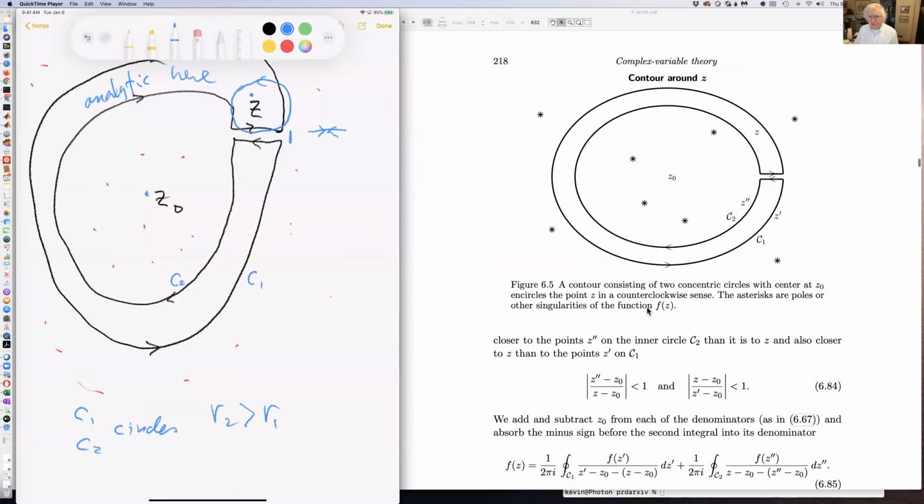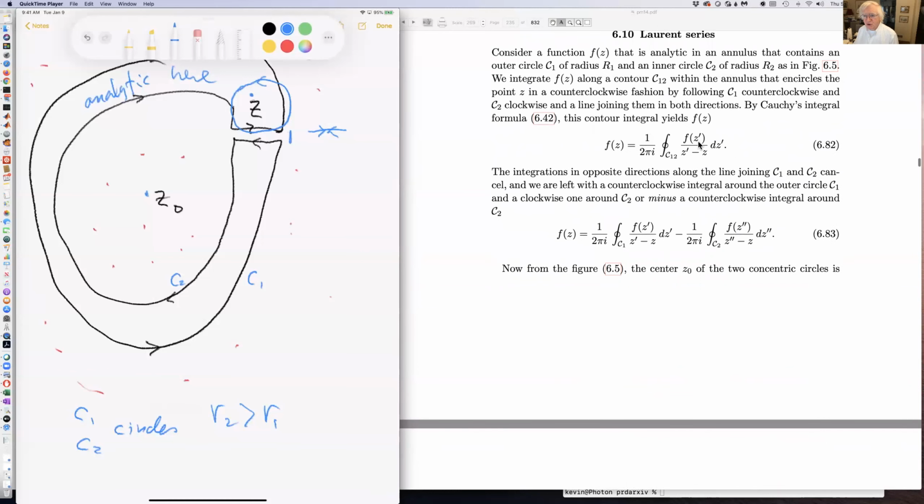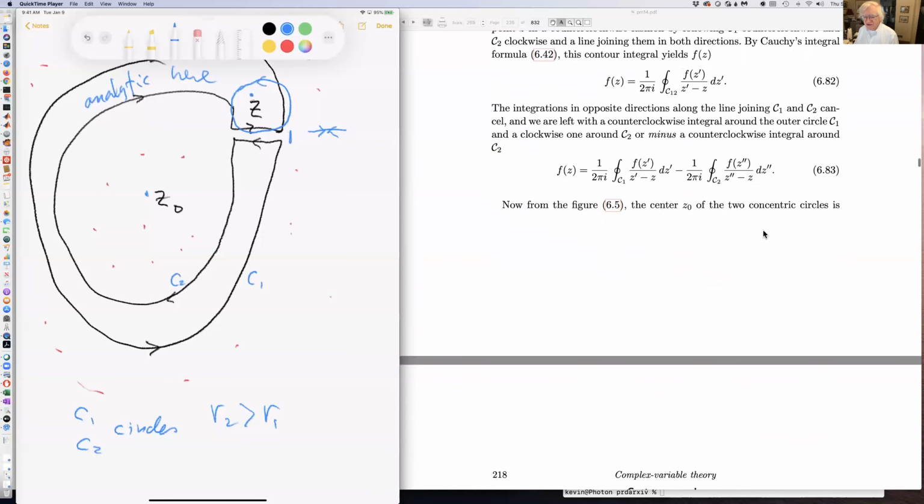So this is a better picture, but you're supposed to imagine that these ovals are actually circles. Then you can see that the points z double prime are closer to z0 than z is. And so the absolute value of z double prime minus z0 divided by z minus z0 is less than 1. On the other hand, the outer circle has points that are farther from z0 than z is. And so we have these two inequalities.